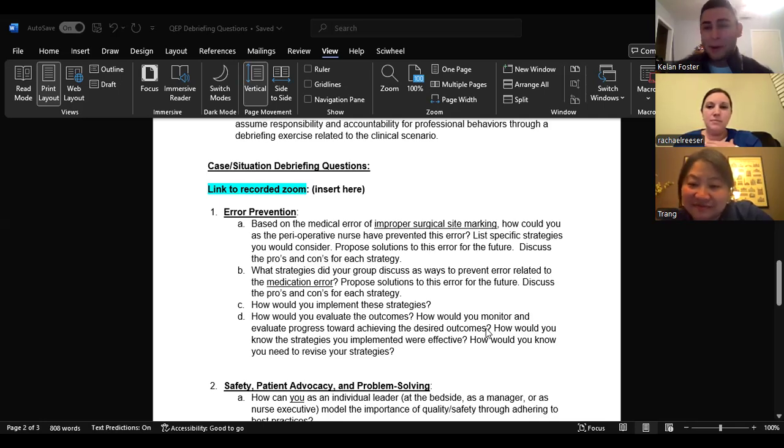Oh, how would we implement? I think we already discussed how we would implement the strategies. Okay, are we all in agreement with that? Yes. Okay.